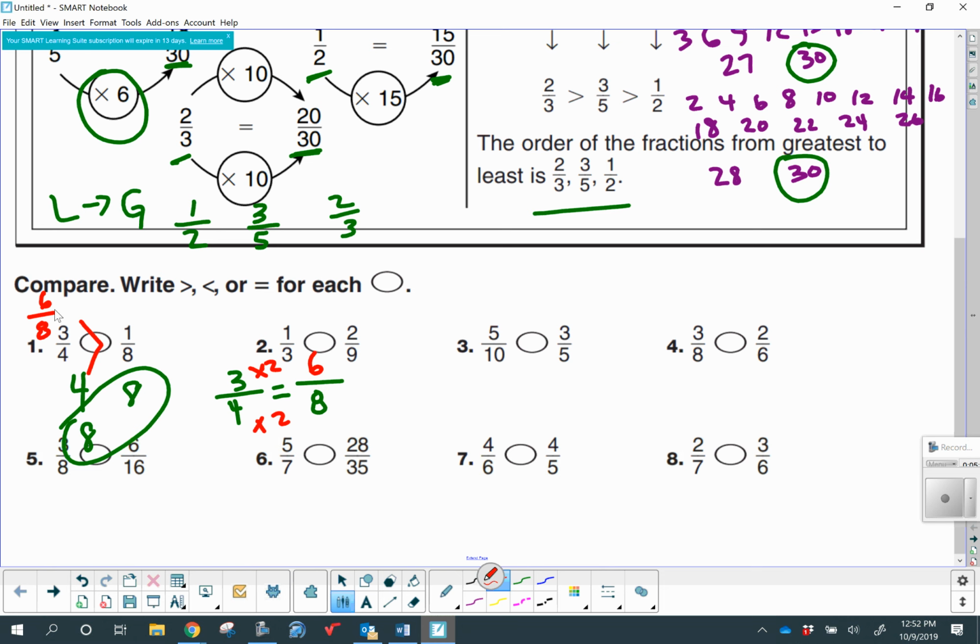Okay, Hudson, I want you to try number 2. So pause the video, and I want you to try doing the same thing for number 2. And then I am going to do number 3.